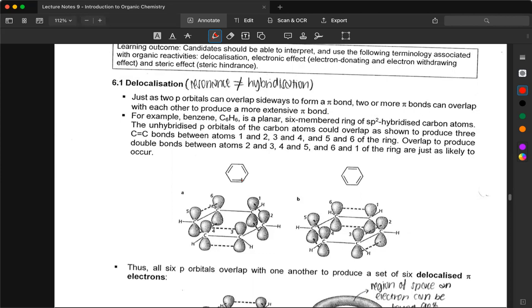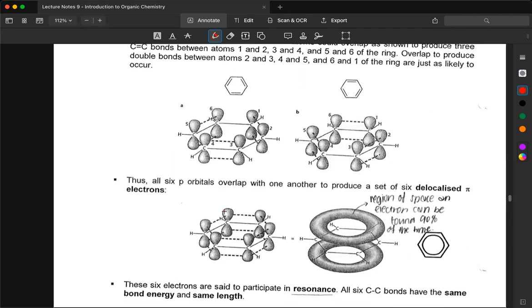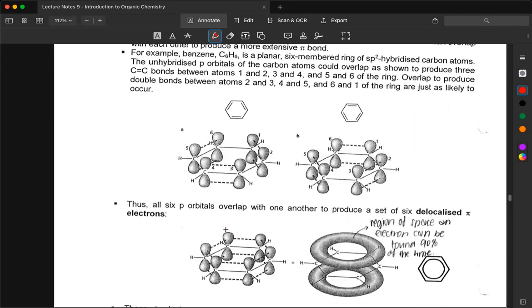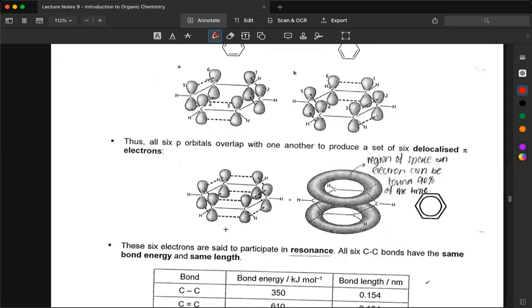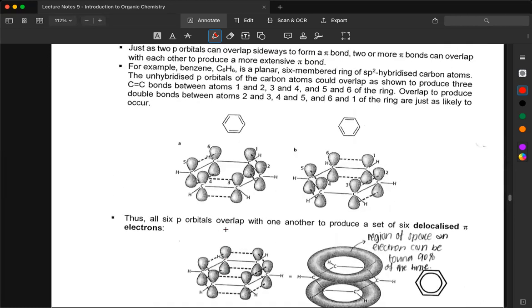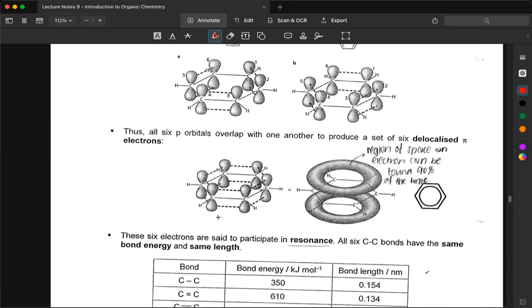So the overlap to produce a double bond between atoms 2, 3, 4, 5, and 6 and one of the ring is just as likely to occur. So it means that all the 6 p orbitals actually can overlap with each other to produce a set of 6 delocalized pi electrons. These 6 electrons, right, are said to participate in resonance.